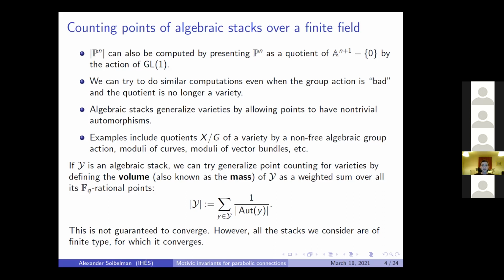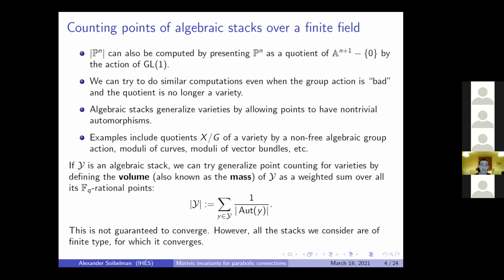The standard examples that we care about as far as these computations go are the quotient of the action of an algebraic group on an algebraic variety where the action isn't free, or moduli of objects where you're not imposing additional conditions like stability to make them into moduli spaces. So if you're just looking at vector bundles of, say, fixed rank and degree over a curve without stability, then you end up with something that's not a moduli space anymore.